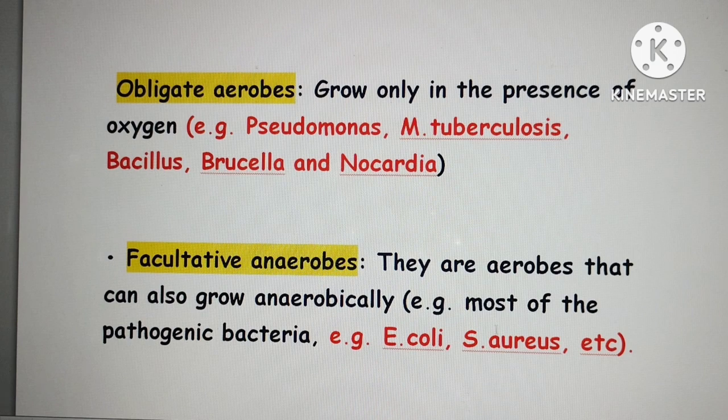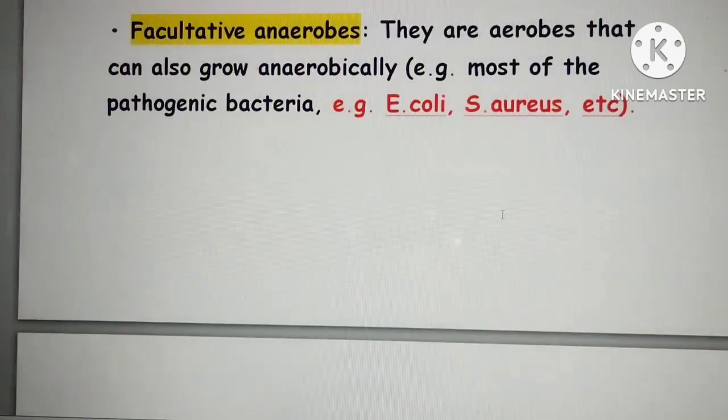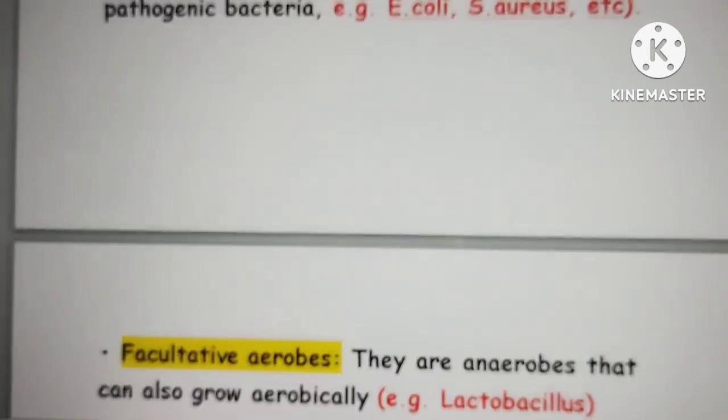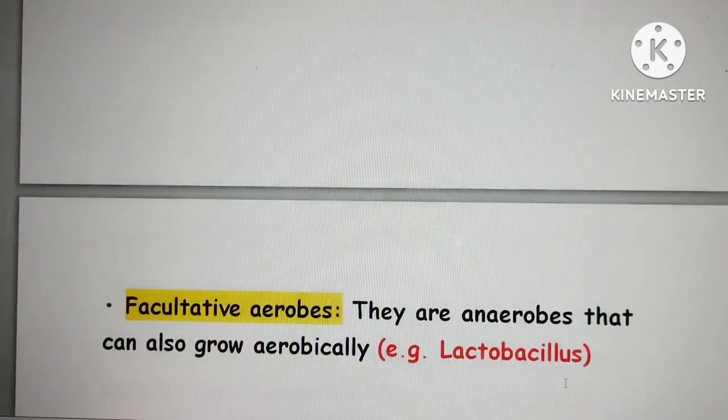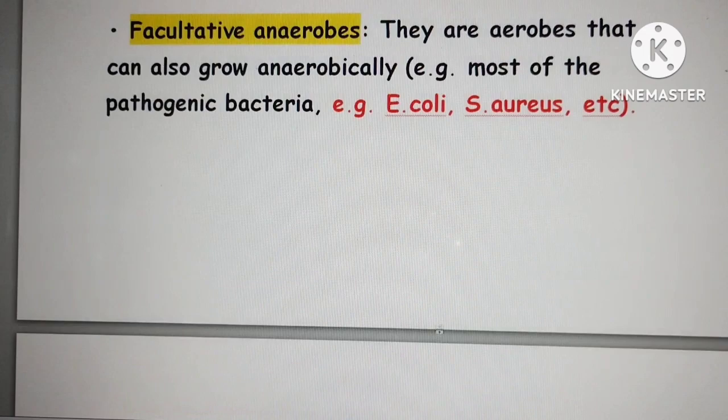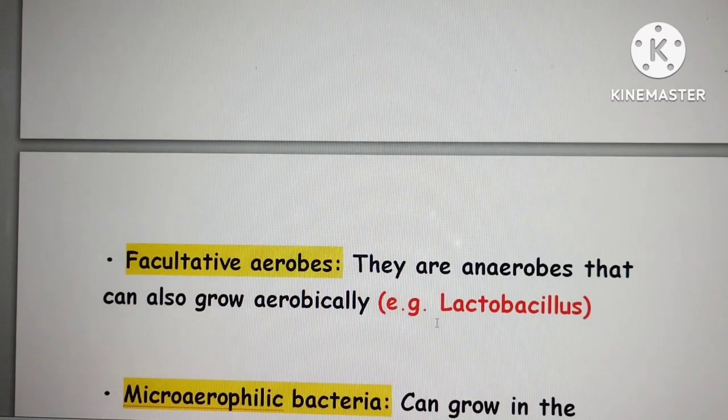So the examples here you want to remember. I think in ENT posting we'll be reading FESS surgery, right? So remember that. F for facultative anaerobe, E for E. coli and Staphylococcus aureus. Coming to facultative aerobe, as I already told, if they have given the term aerobe, they can also grow aerobically, but they are strict anaerobes. The example is Lactobacillus. Just remember FESS surgery for facultative anaerobe, and Lactobacillus belongs to the aerobe.